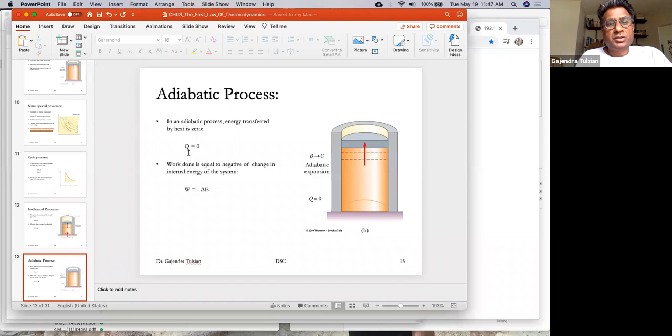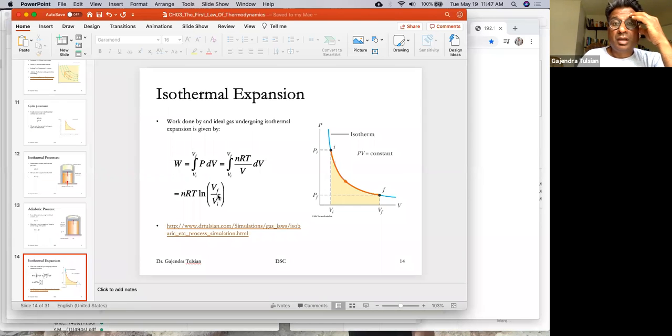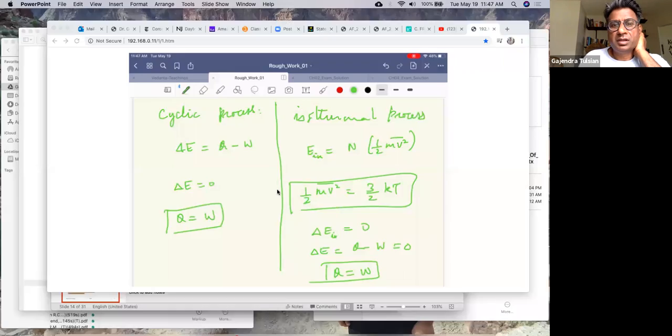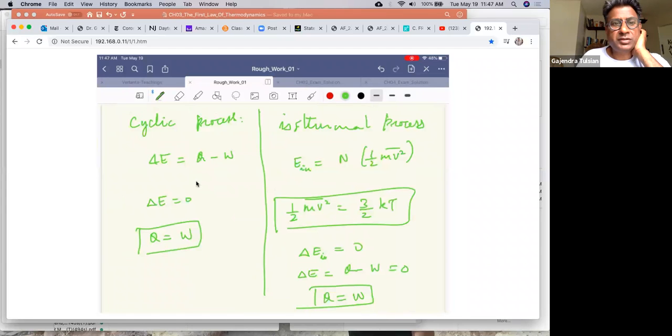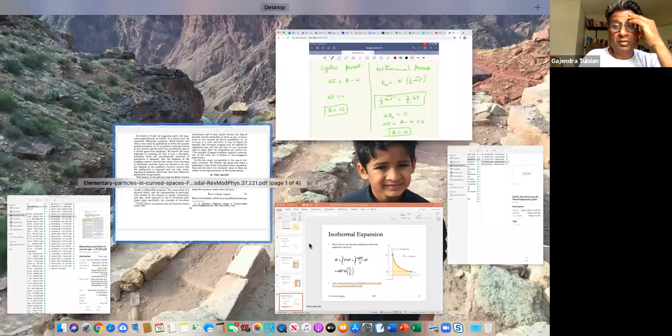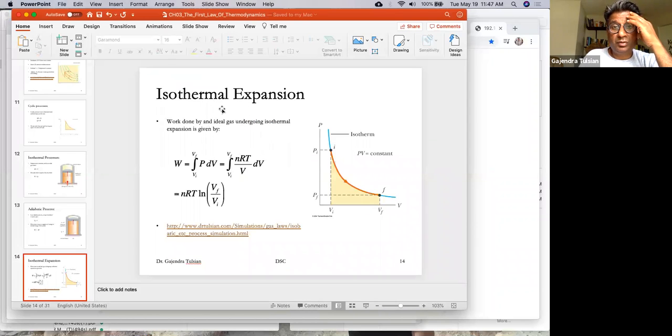For an adiabatic process, Q is 0. And so the work done is equal to the negative of the change in internal energy. So if the system does positive work, its internal energy decreases, and negative of negative would be positive. So what we have done so far is, here was the first law of thermodynamics, and we've said something about each of those terms for the various processes.